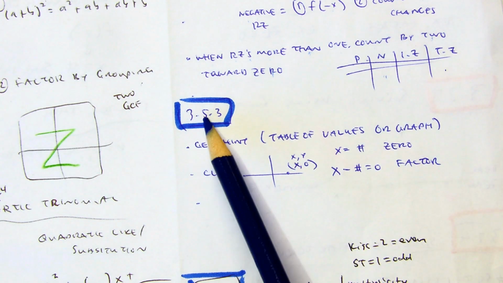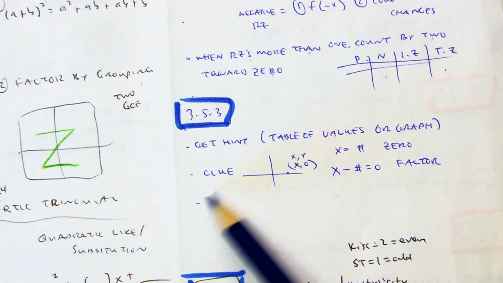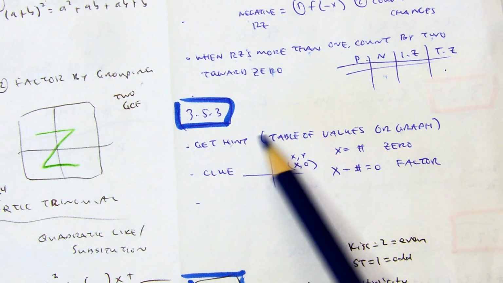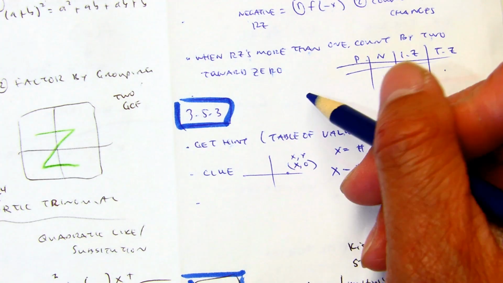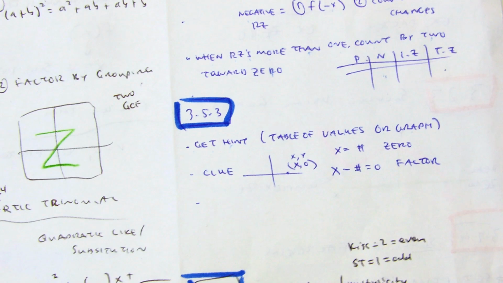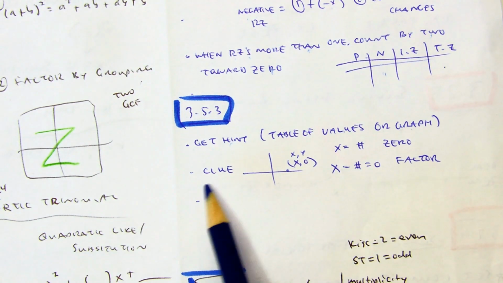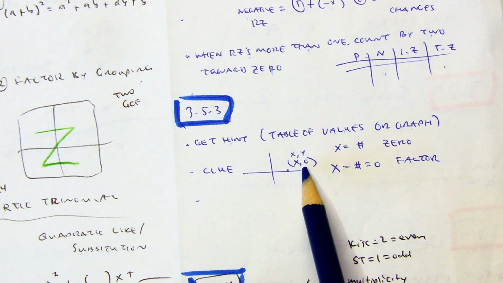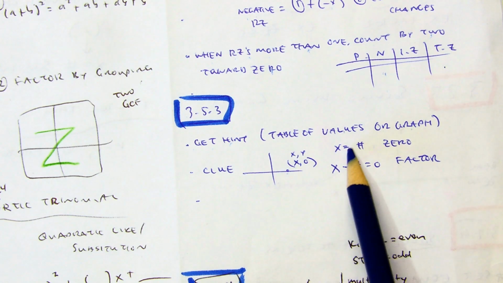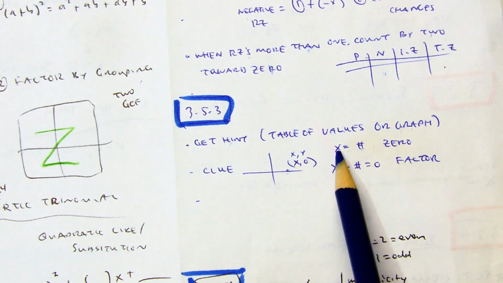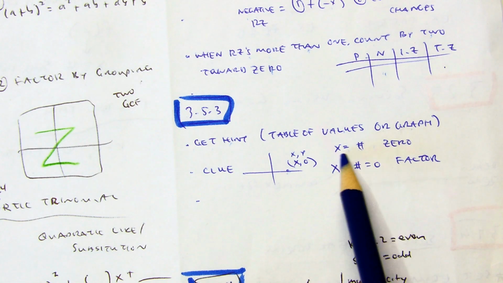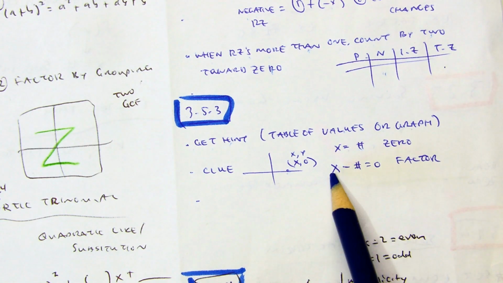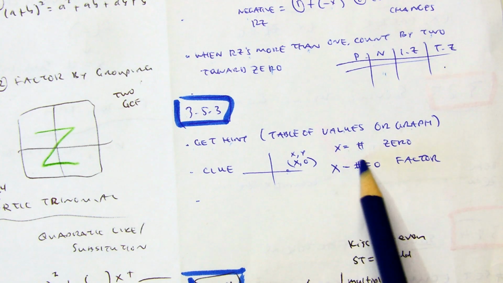In 3.53, you're going to get a hint. I might give you a table of values or a graph, and it might tell you like f of some number equals 0. That means the remainder is 0, so that means it's a 0. Your clue, look at this picture here. This is a review, right? If this is an x-intercept, then I want that number. That number is x is equal to a number, say 4, and that's called a 0. If I move this 4 to the left side of the equation by subtracting 4, say it says x minus 4, then this is my factor.